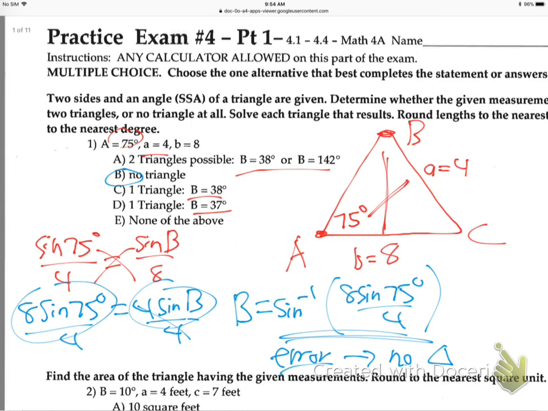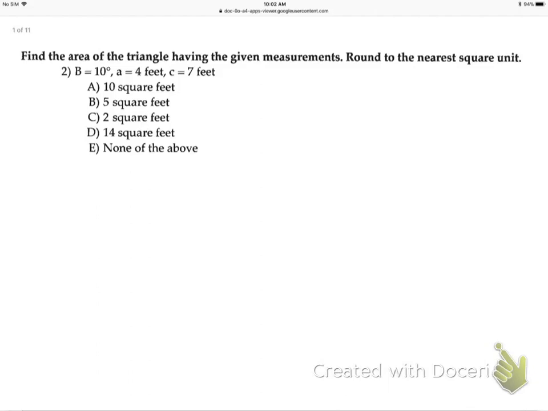All right, on with it. So number two, okay, triangle, same kind of thing. A, B, C. B is 10 degrees. Little a is 4, little c is 7.